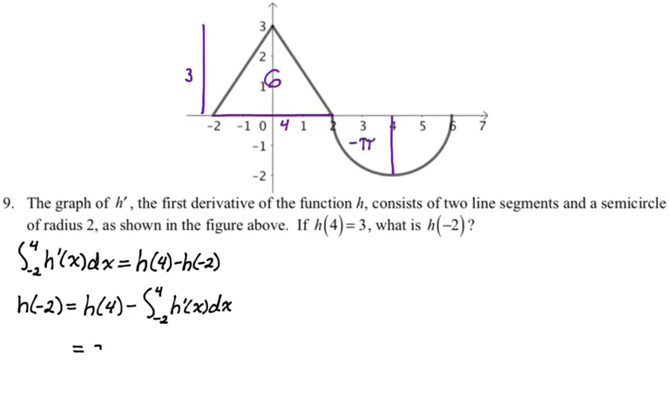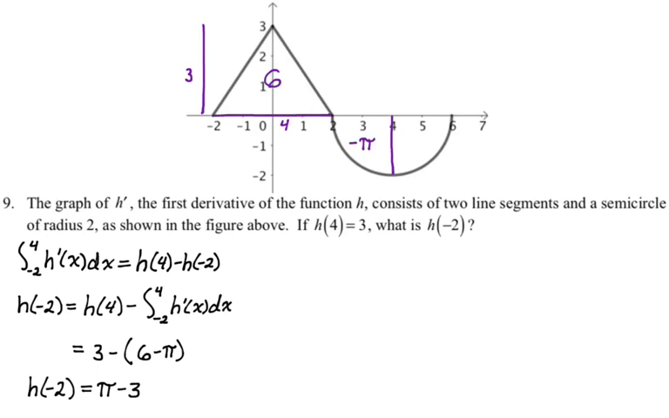So this will be 3, which we were given, minus the quantity 6 minus pi, right? Because as we go from left to right, we pick up 6, then we lose pi, so 6 minus pi. And then overall, this is pi minus 3. All right, so that one was actually pretty straightforward.